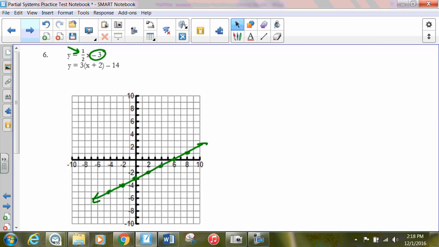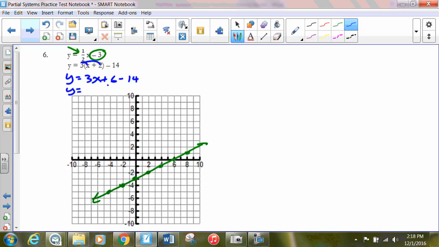All right, and then the other one I'm going to have to do a little bit of work on before I can graph it. I'm going to do it right under. I'm going to distribute my 3. So I'll have 3x plus 6 minus 14, and then I combine my like terms. So I have y equals 3x minus 8. So negative 8 is my y-intercept. And then my slope is 3, so that's up 3 over 1, up 3 over 1, and there we have it.